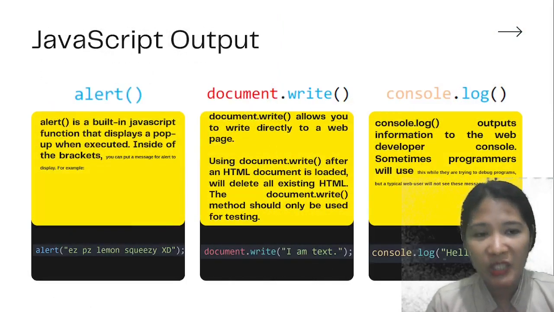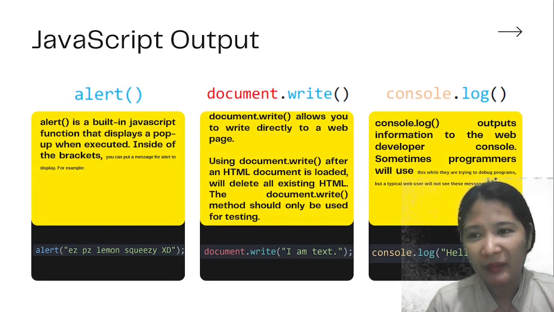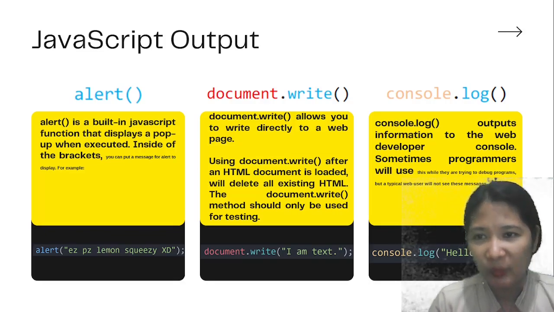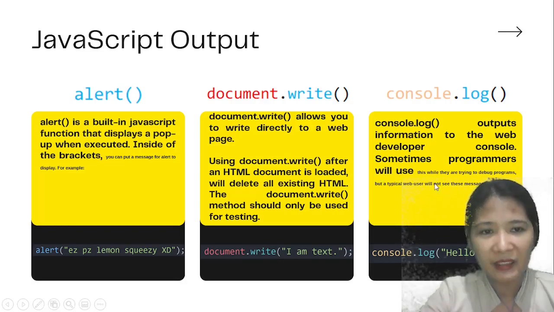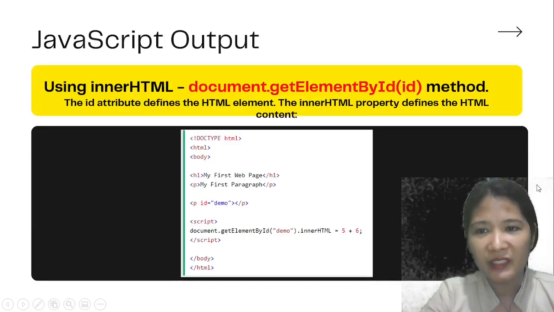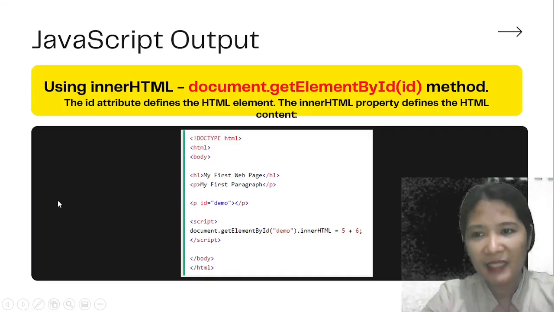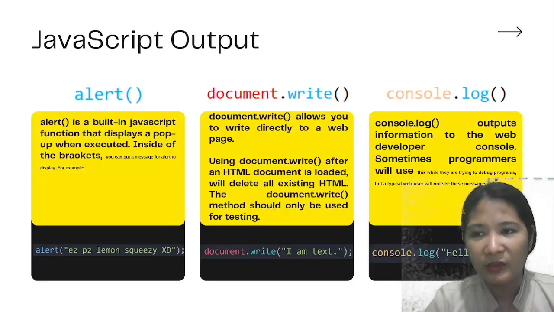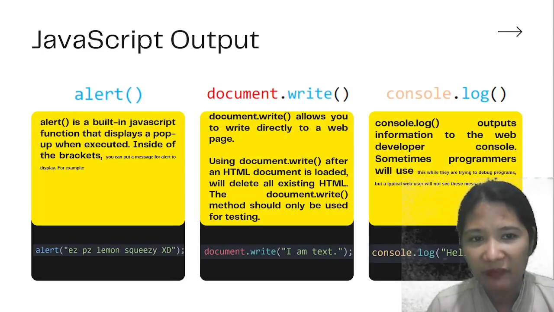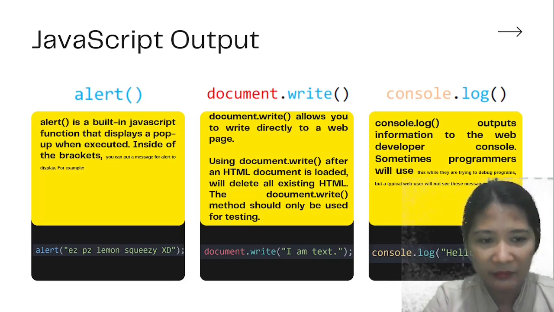Next, we have the JavaScript output. We have 4 types of output for JavaScript: the alert, the document.write, console.log, and using the innerHTML. Let's discuss this one by one. So, alert is a built-in JavaScript function that displays a pop-up when executed inside the brackets. Let us try to use Sublime Text to show how alert is used in an HTML file.